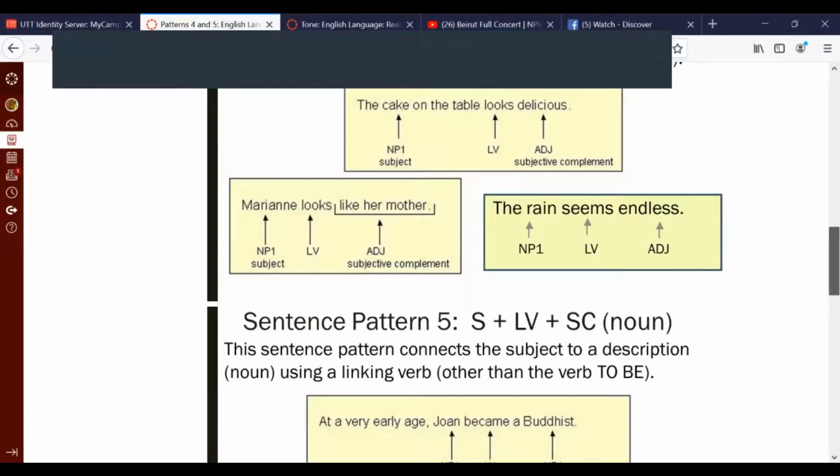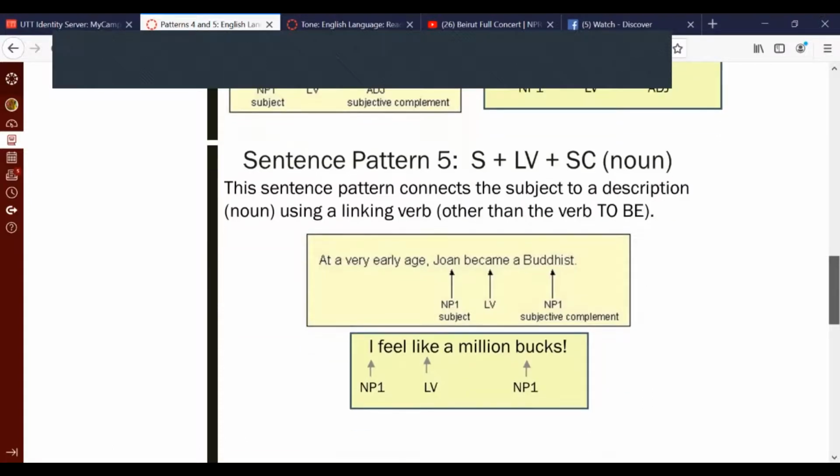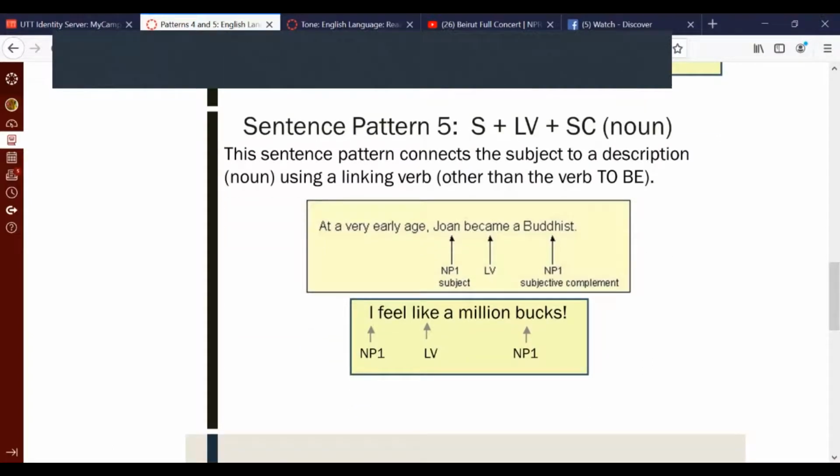Again, so you can't seems down the road, so the rain seems endless. This is a feeling or a state of being and not a typical action like we're used to. Like the pattern 3 where we use the link to be, here the linking verb is acting as an equal sign. So at a very early age, Joan became a Buddhist. So Joan equals Buddhist. I feel like a million bucks, so I equal million bucks.